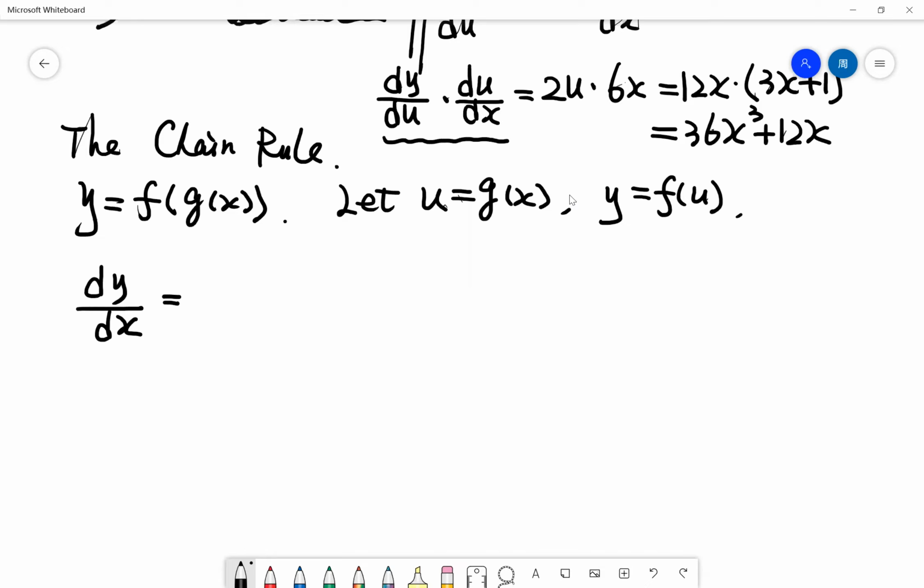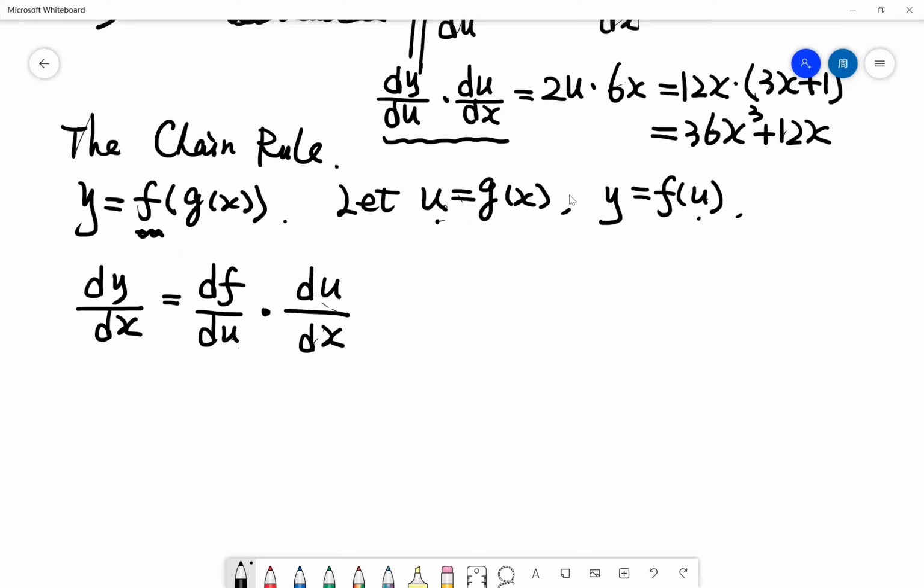The outside is the function f, right? So that is df by du. And then times the inside, where u equals g of x, so du by dx. So you will get the final result.